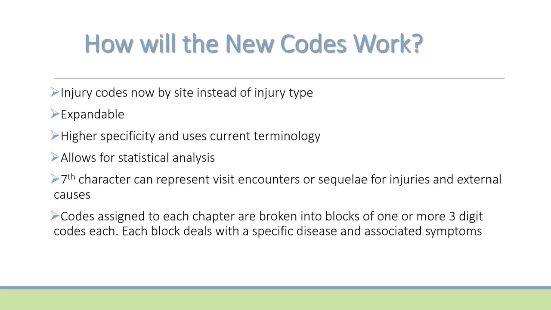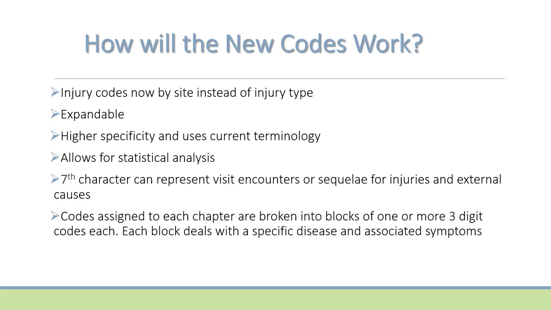So how will these new codes work? Well, there are injury codes that are now by site instead of injury type. They're expandable, again, higher specificity, which is going to use current terminology. There are some terminology changes. For example, neuritis and radiculitis is being replaced with radiculopathy. This is going to allow for better statistical analysis, and again, I hope that helps us as a profession.